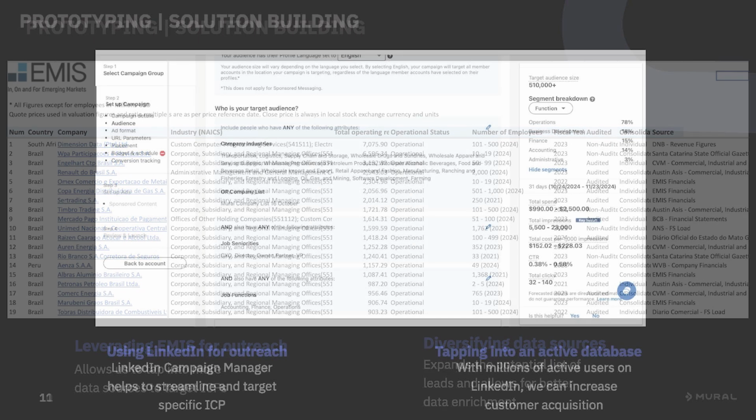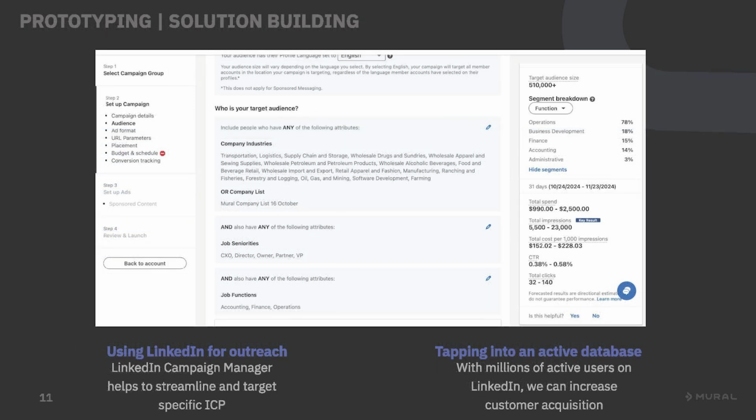Let's jump to the next slide to talk about what Carlson was able to use with LinkedIn, right? So Carlson talked about being able to leverage the LinkedIn Campaign Manager to help streamline and actually target specific ICPs as well. But with LinkedIn, you get the advantage of being able to tap into an active database of millions of users, which means that the idea of acquiring more customers, which comes from generating a higher amount of leads, can be much higher as well.